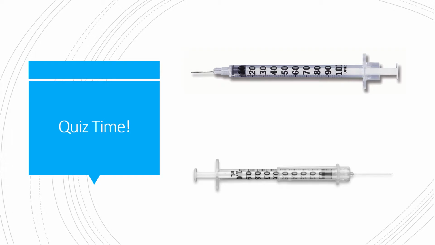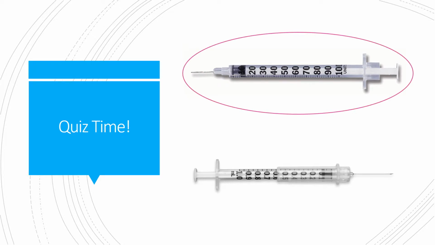So quiz time. If you're going to give your patient an insulin dose, which syringe would you use? The top one or the bottom one? So hopefully you've said the top one, because this syringe measures in units. The bottom syringe measures in milliliters. That's a tuberculin syringe. So if you were to use the bottom syringe to administer insulin, you would not give your patient the correct dose.